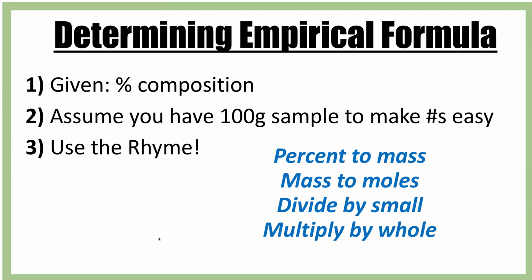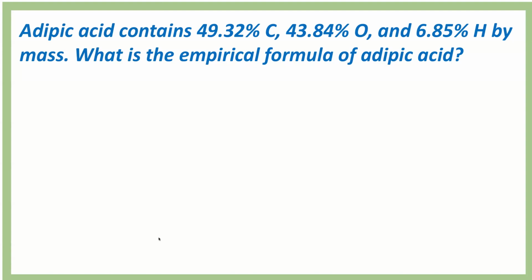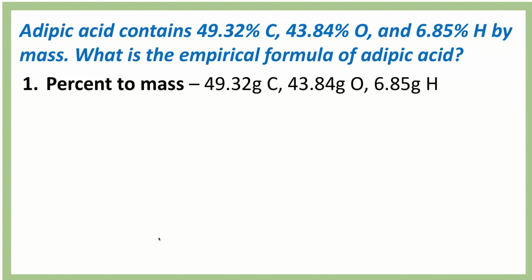Well, let's do an example together. All right, so here we are. Adipic acid has these percentages by mass. What is the empirical formula of adipic acid? All right, so percent to mass, step one, just convert your percentages to grams. Easy enough. You erase the percent sign and change it into a G. That's literally it. Mass to mole, well, that's just converting from mass to mole using molar mass. Nothing new there. You guys have all done this before.